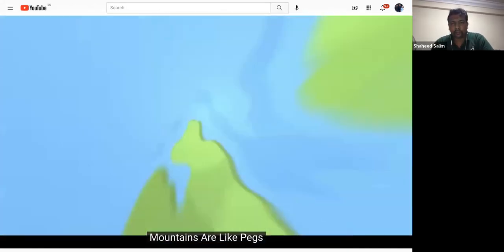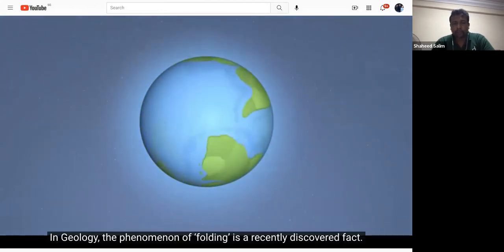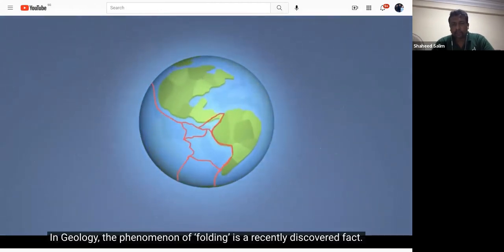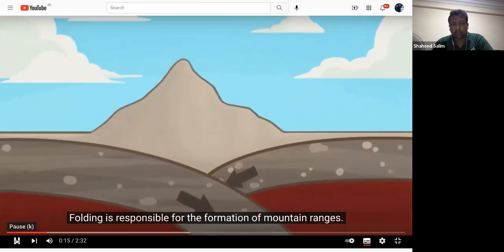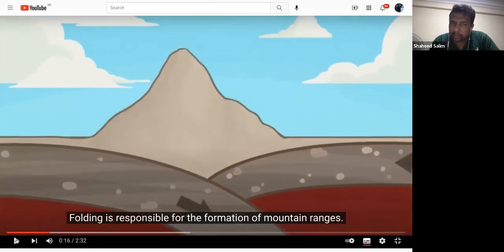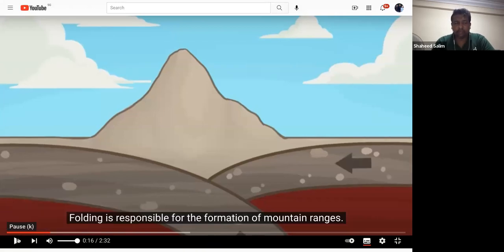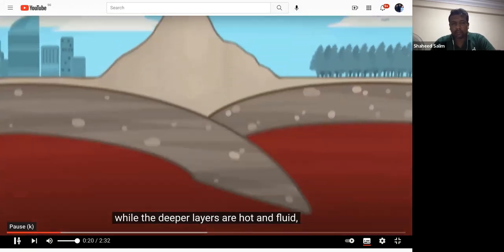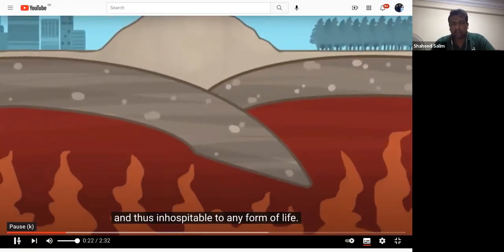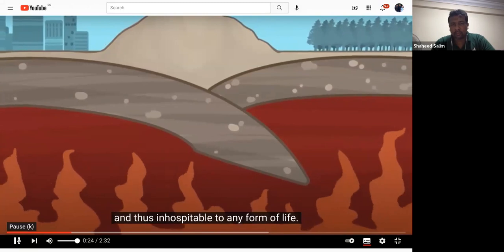Mountains are like pegs. In geology, the phenomenon of folding is a recently discovered fact. Folding is responsible for the formation of mountain ranges. So mountains can be found because the earth folds. Because these earth crusts are moving, that's why we can have earthquakes. The Earth's crust on which we live is like a solid shell, while the deeper layers are hot and fluid, and thus inhospitable to any form of life.